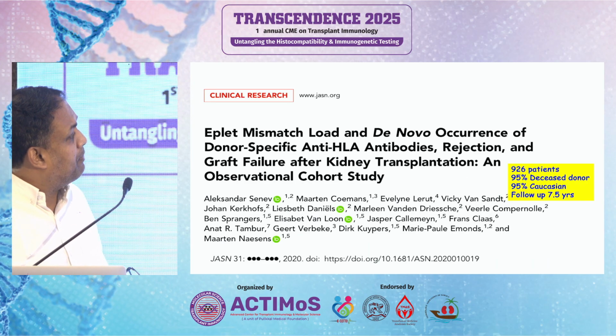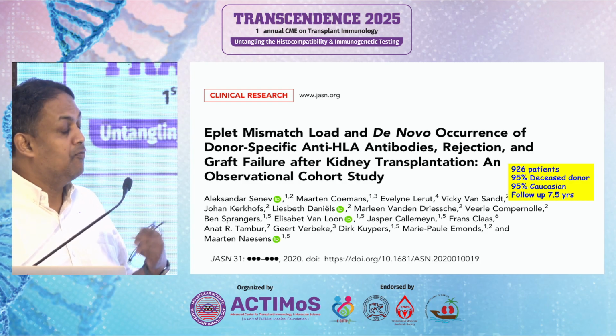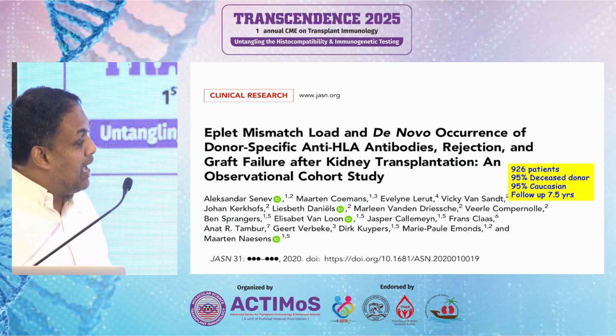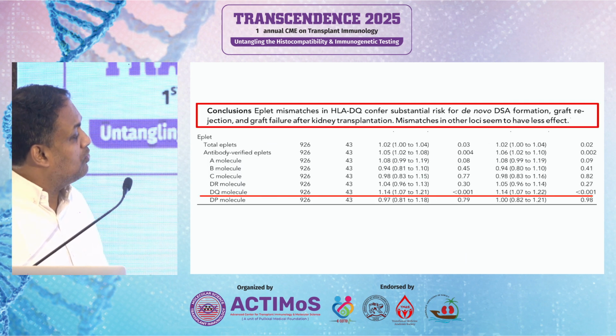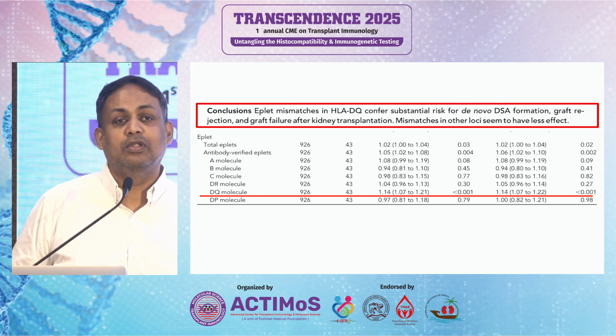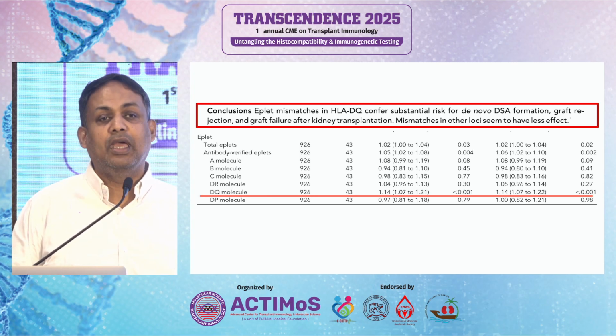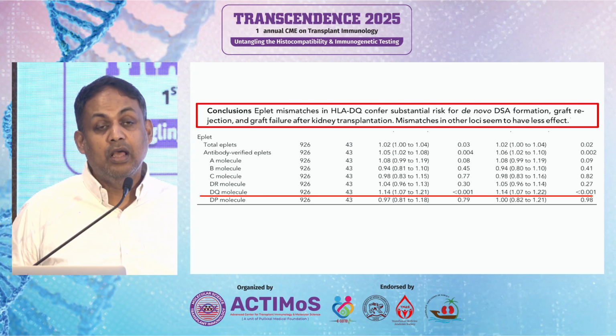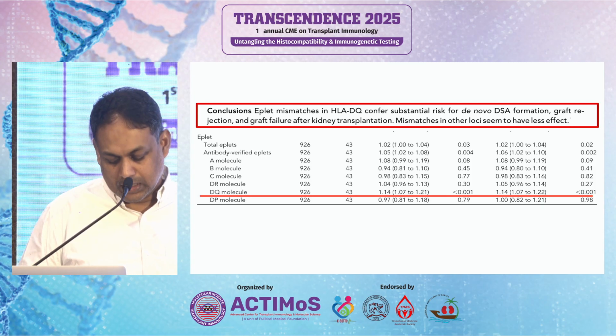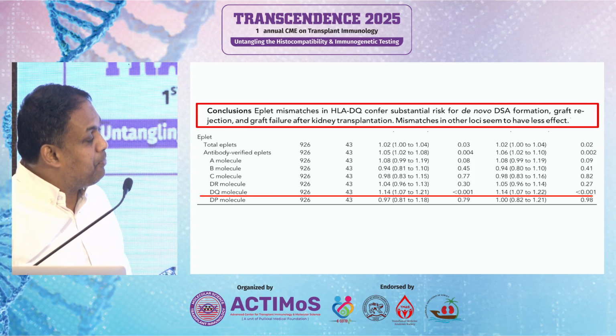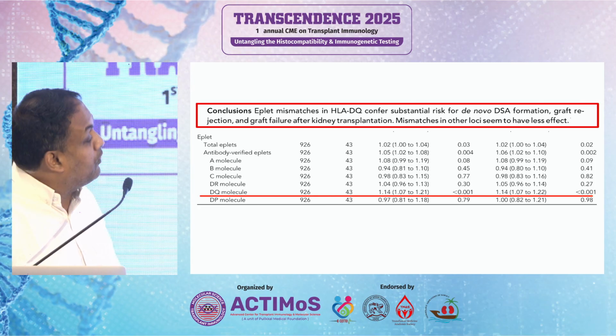And there is another paper, again a big paper, almost 900 patients, follow-up for almost 8 years, from Belgium. And what they found was that only DQ had some effect on this long-term outcome. Having a B or C or even DR couldn't tease out any difference in their long-term outcome. So these are clinical points that we can take as clinicians.